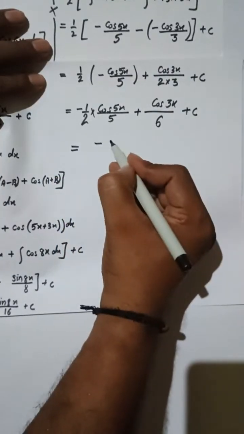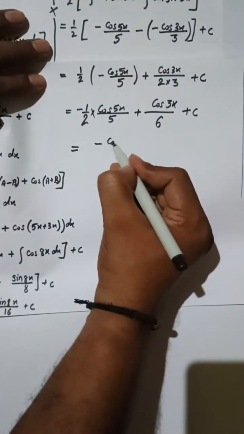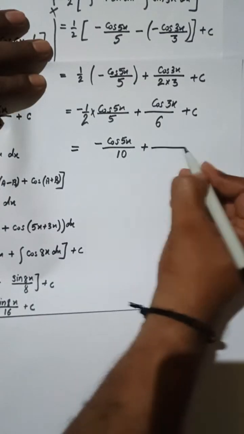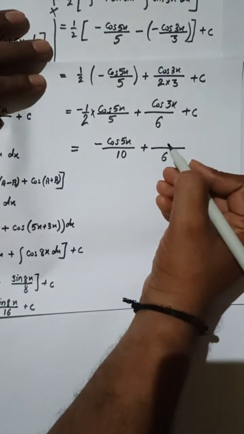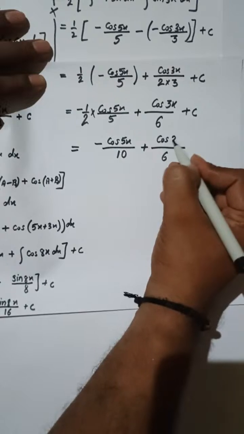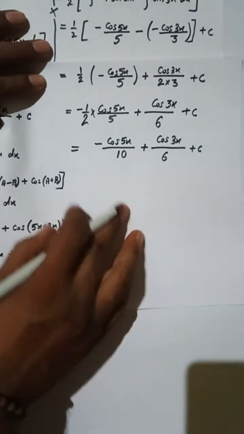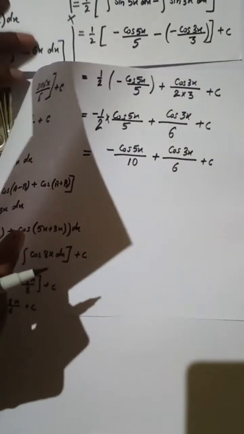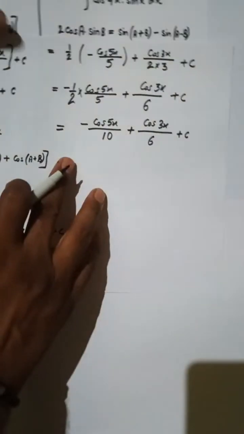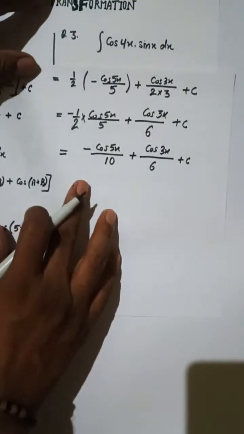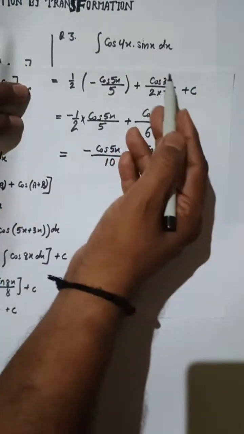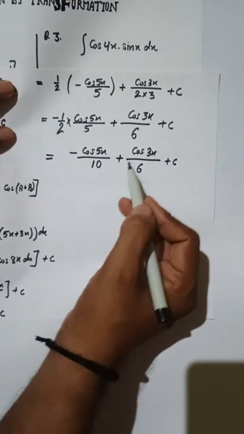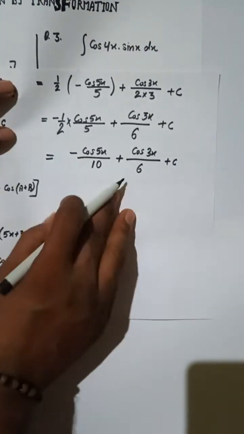So on the last I can write negative of cos 5x divided by 10, and then plus cos 3x divided by 6, plus c. So you can see this is the integration of this question, right? This is the integration of this part. The integration of cos 4x into sin x is negative of cos 5x by 10 plus cos 3x by 6 plus c. So this is the integration part.